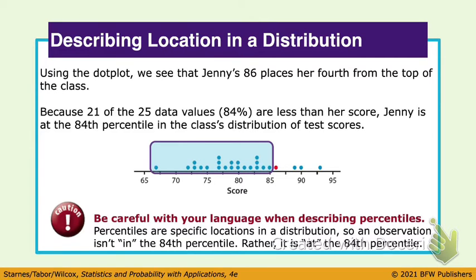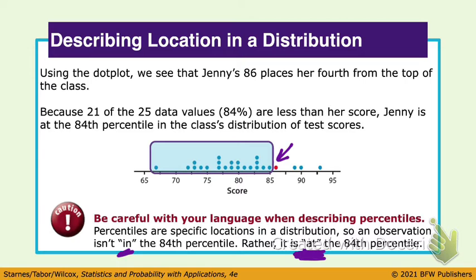Now be a little bit careful with your language here, because with a percentile, we always want to say that we are at the 84th percentile. We don't want to say that we're in the 84th percentile, because Jenny's not in the percentage that is less than her. She's greater than that. So she's at the 84th percentile. It's a slight nuance that we need to be careful about.